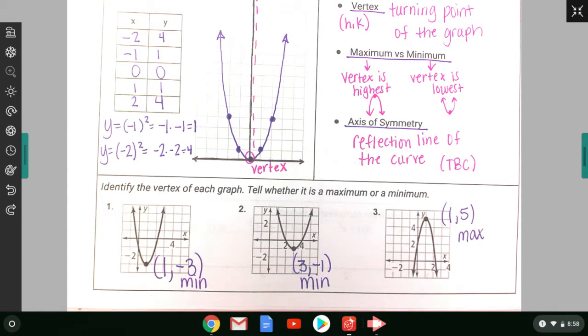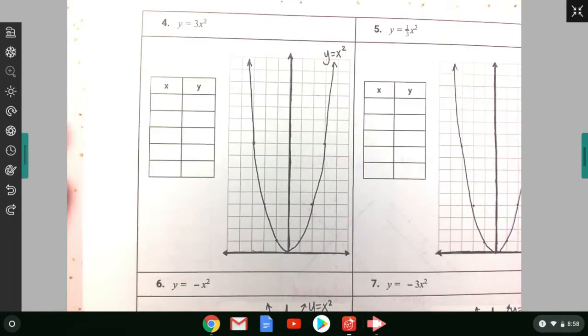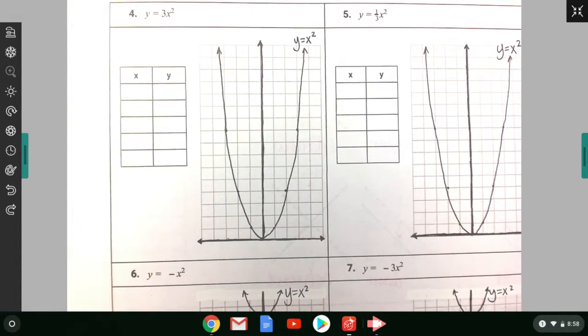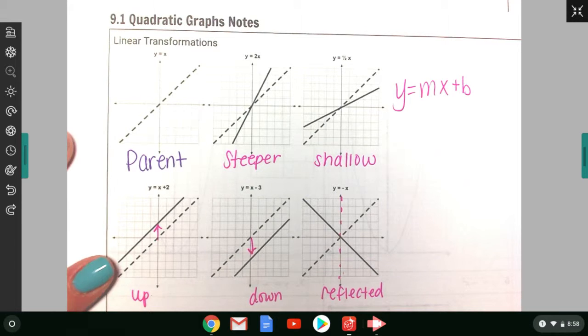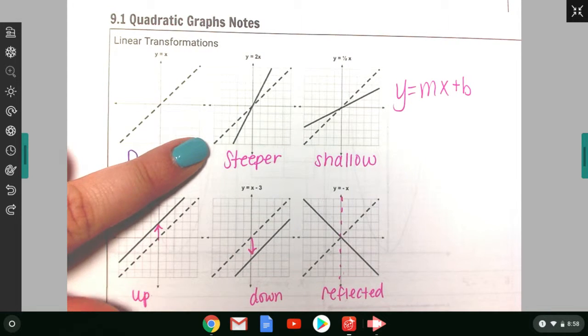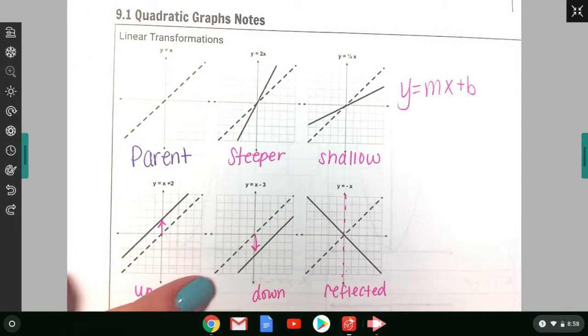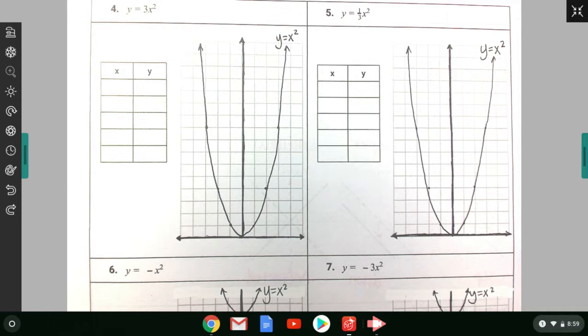All right, let's do our next set. So we've got some graphs here. Notice I drew some in there already for you. Just like I did with these linear transformations, notice dashed in was our parent function y equals x each time. That way we could refer and say steeper or more shallow or up or down or reflected. We could compare and contrast. So the same thing I'm going to do here. Our parent function I already drew for us, and that parent is there, y equals x squared.